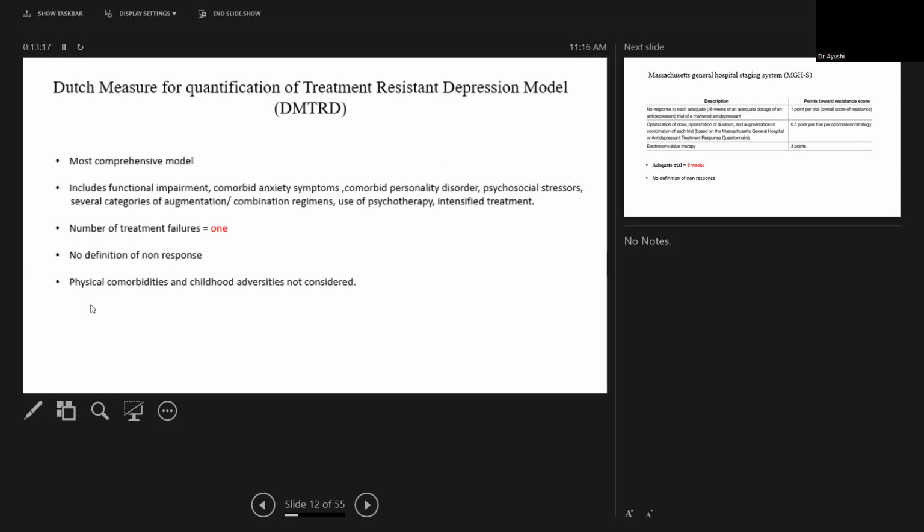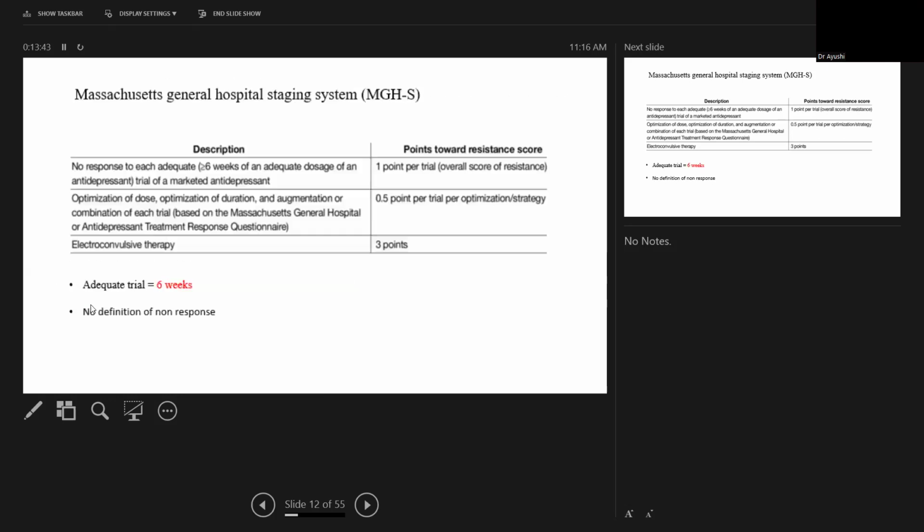Then there is Dutch measures of quantification of treatment-resistant depression. This is the most comprehensive model because they have included functional impairment, comorbid anxiety symptoms, personality disorders, psychosocial stresses, several categories of augmentations. However, they have also kept the number of treatment failures to call it as depression 1. They have not given any definition of non-response, and physical comorbidities and childhood adversities are not considered.